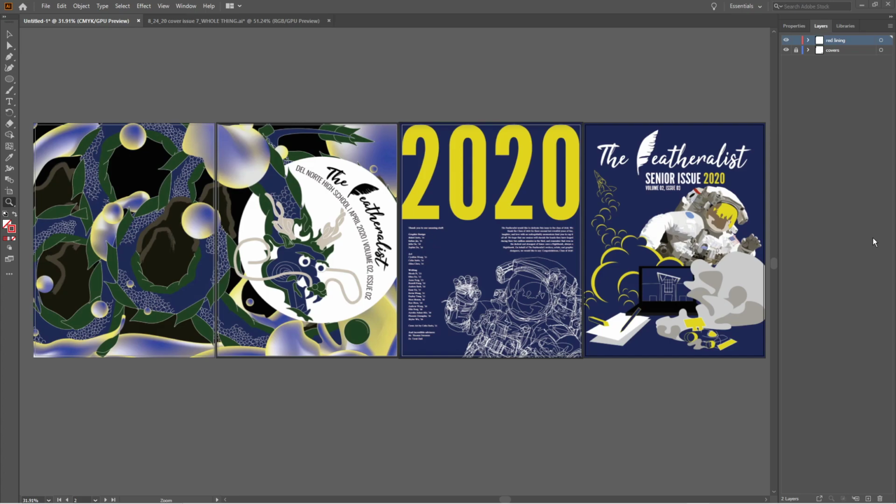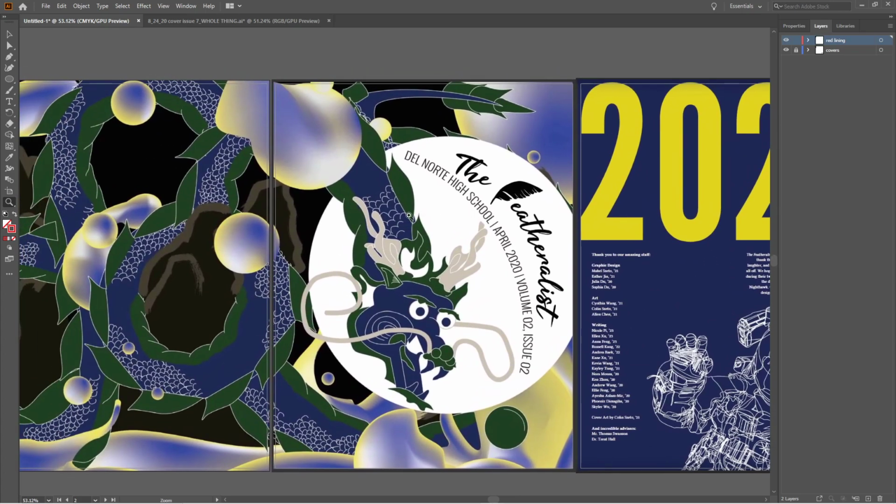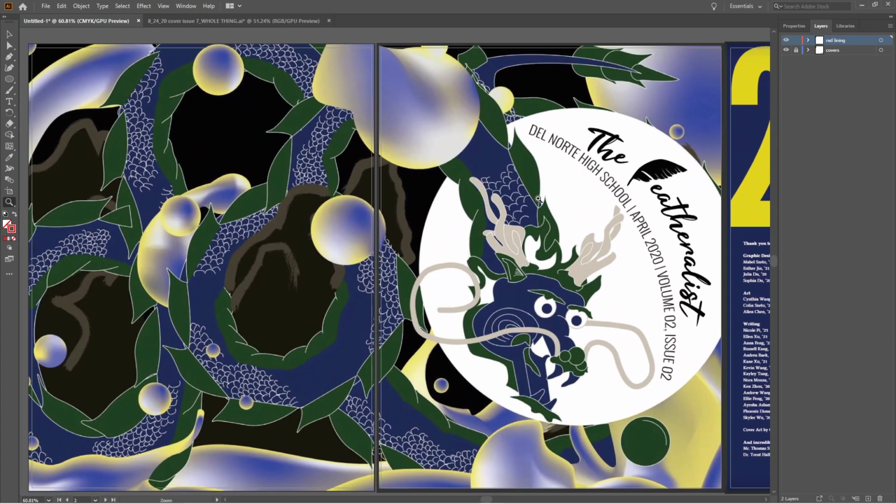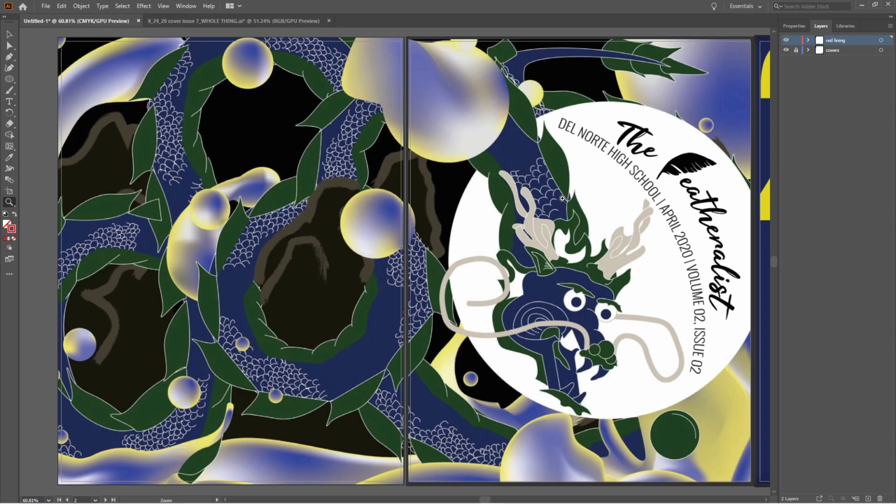On the left, this was for volume 02, issue 02. I was the artist in this case for the cover. Someone else was the graphic designer. You can see that I made this as a digital piece. It's a dragon chasing an orb. The piece is titled The Journey.